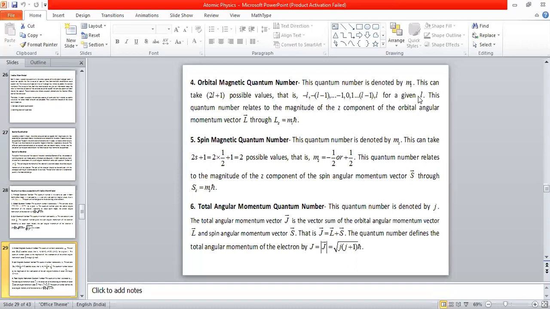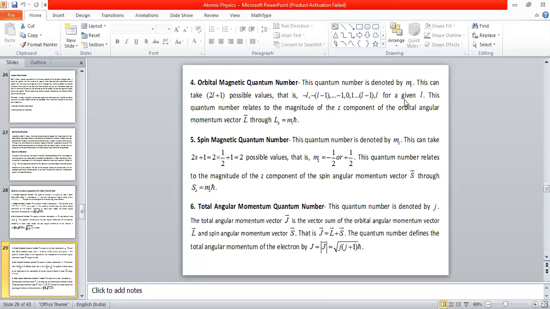I will give an example, see. Let me take the l is equal to 3 case. For l is equal to 3, what are the possible values of ml? It is 2l plus 1. If we take l is equal to 3, it is 2 into 3 plus 1, 6 plus 1, 7 possible values.